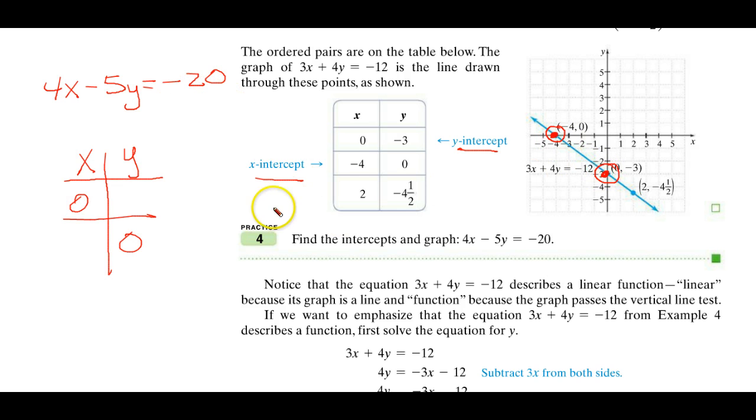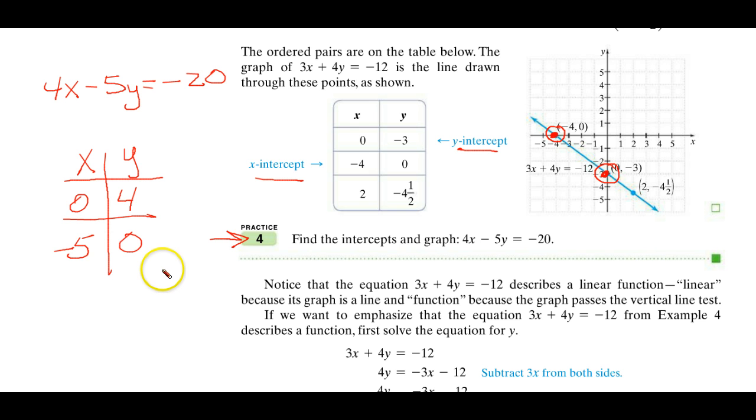And we have time, so we'll do this practice example as well. So if x is 0 here, this is 0. 4 times 0 is 0. Now I'm going to divide both sides by a negative 5. Well, this will give me a 4. Now if y is 0, this is 0, 5 times 0 is 0, divide both sides by 4, this gives me a negative 5.